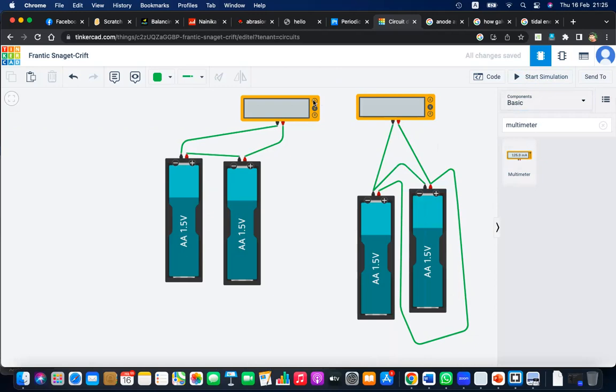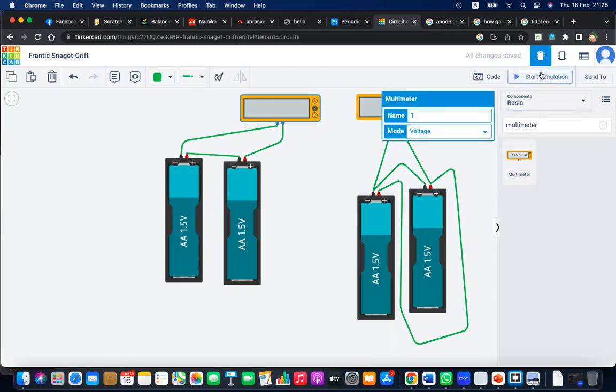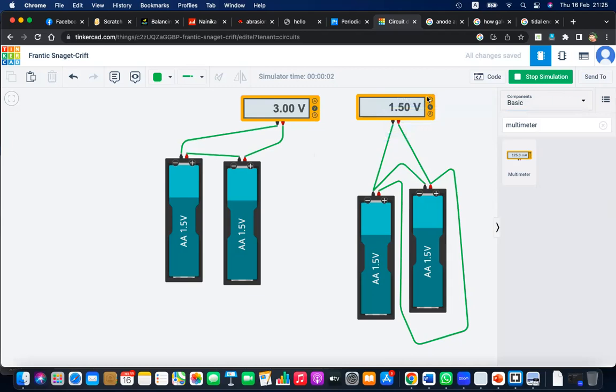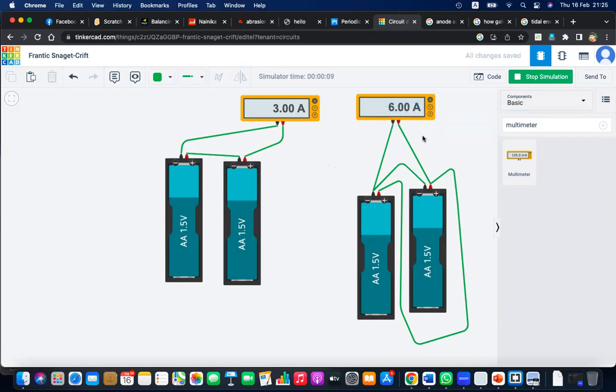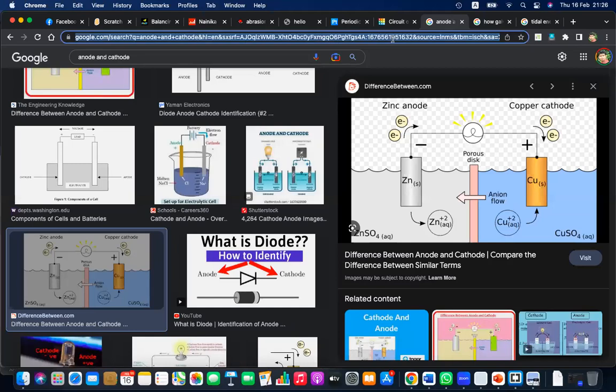So what will happen to the amperage? Let's select the amperage and see. Okay, you can see 6 amperes there. Here you can see only 3 amperes. So the amperage will double when you connect in a parallel way, but the voltage will not double. Voltage is basically the other way. Voltage doubles on the serial connection, but in the parallel connection, voltage will not double. So you can test this in this interface also.